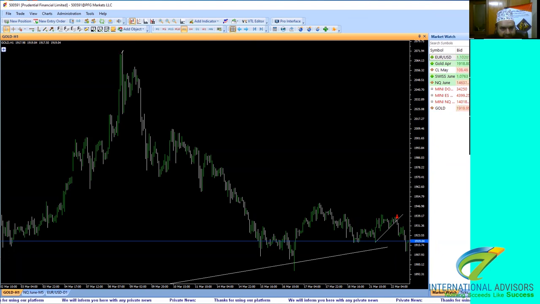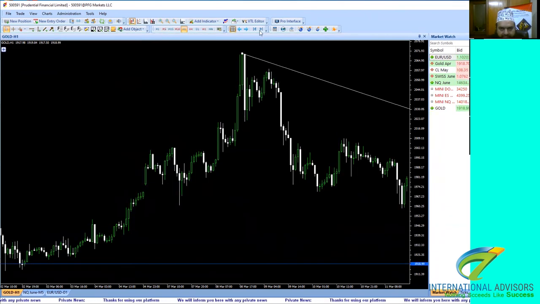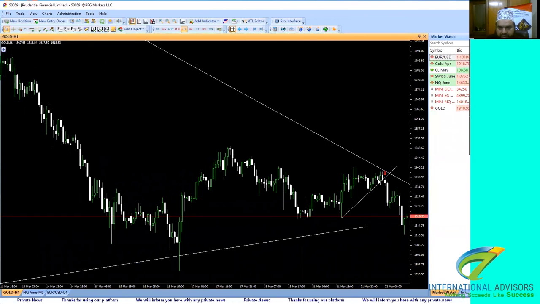Okay, now if we see, let's draw all possible resistance lines right now. My God, again it's running out of time. Maybe we'll connect again. Okay. So this is the line which I draw. Now zooming out.